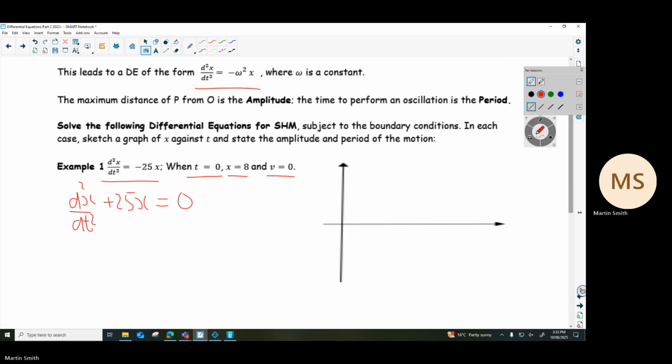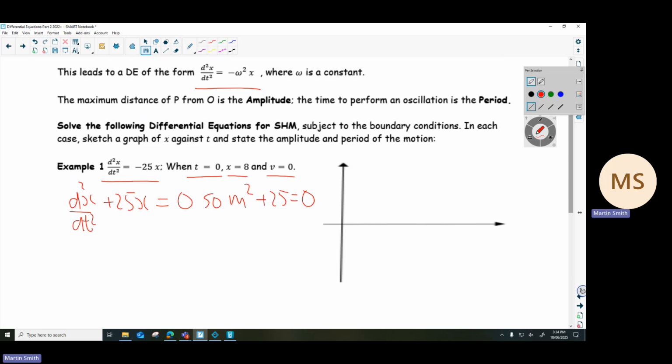0. So this is a second order differential equation involving a variable x and its second derivative d2x by dt squared. These are solved by writing down an auxiliary equation, which in this case is m squared from the d2x by dt squared. There's no dx by dt term, so there's no n term in the auxiliary equation, plus 25 is equal to 0. That is my auxiliary equation.